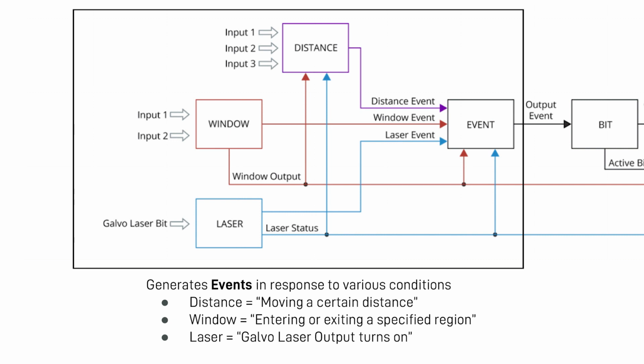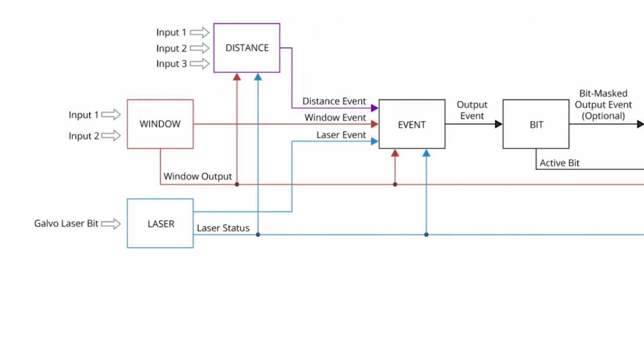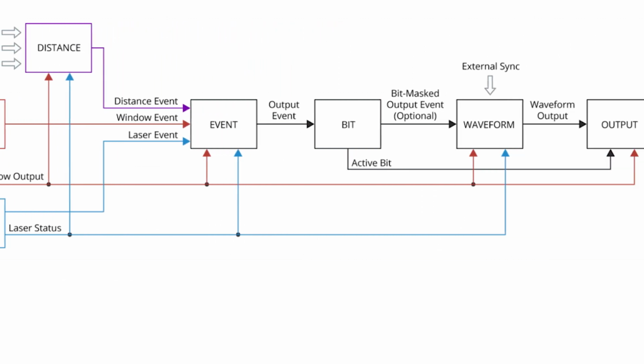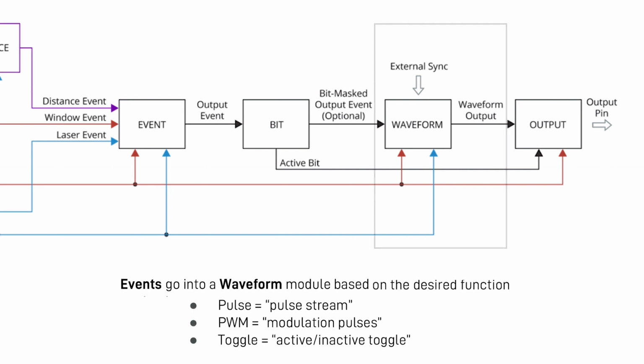After the event module, we have the waveform module. This is what determines what happens to a drive output after some condition is met and the event module is triggered. This comes in 3 sizes as well: pulse, PWM, and toggle. Pulse is your traditional PSO method. This will cause simple pulses with a specified on time to occur on the drive output every time an event happens from the event module.